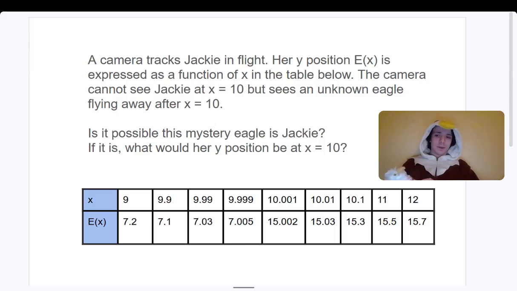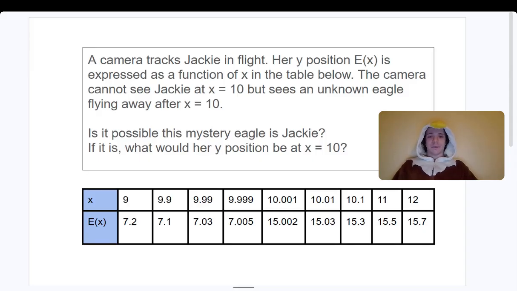But after x equals 10, they see an unknown eagle flying away. So they see Jackie up to this point, and then they see an unknown eagle flying away after x equals 10, as x is greater than 10. What we want to know is, is it possible that the eagle flying away after x equals 10 could be Jackie? And if it is, what would her y position be at x equals 10?